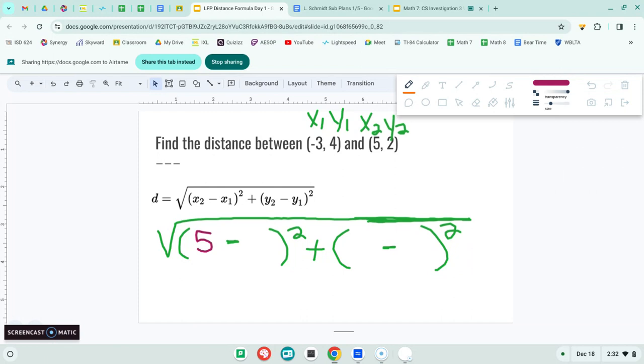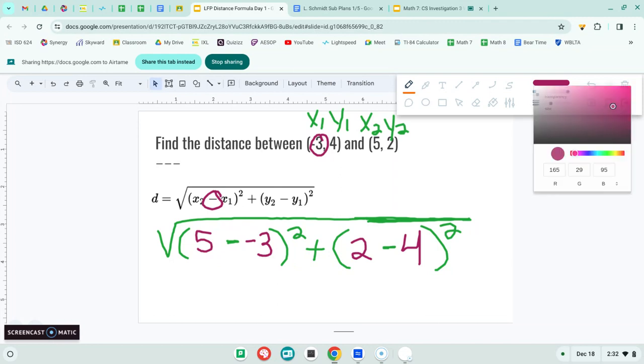We should have 5 minus negative 3. Notice that I have the minus sign from the equation, and then I also brought the negative 3 from the point. So it's minus and negative. That's okay, we know how to do that. Plus, you have a calculator. So we have 2 minus 4 for the other side.